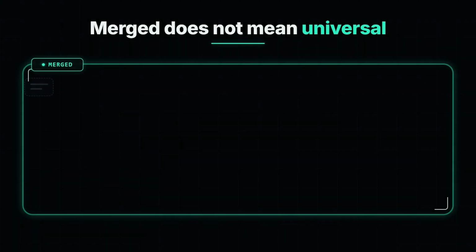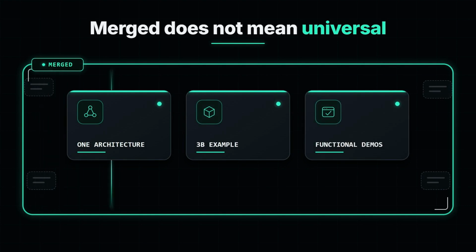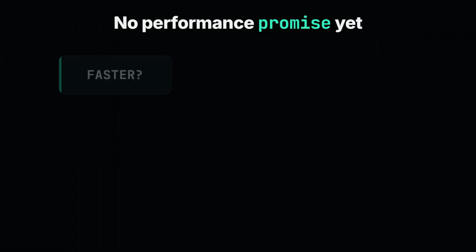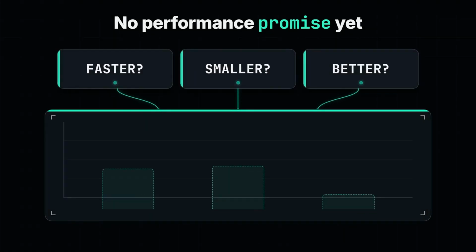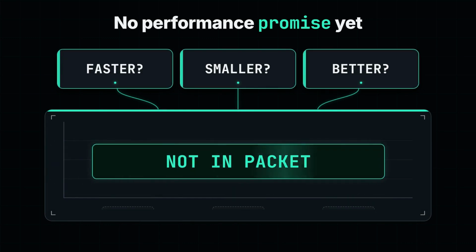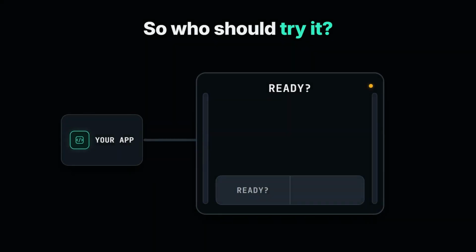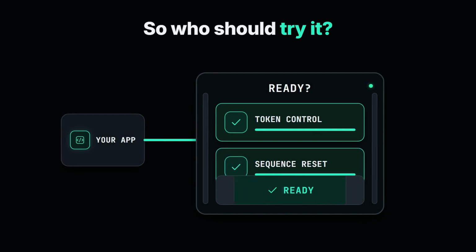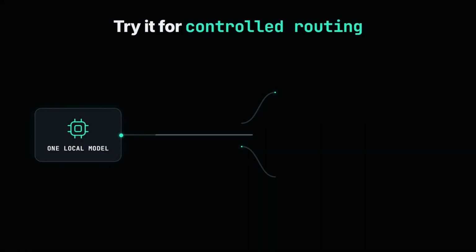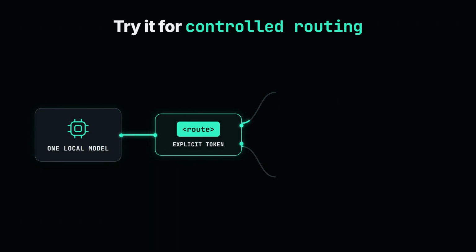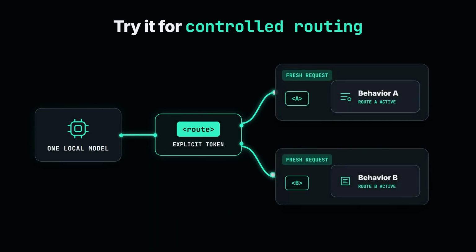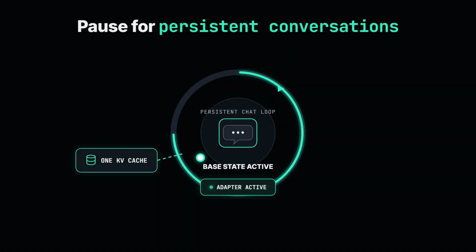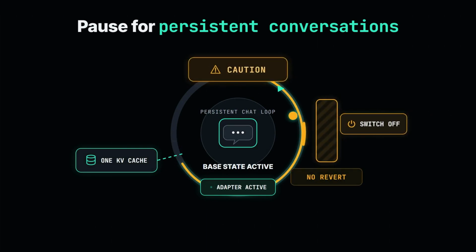The change is real and merged, but the source packet supports one model architecture, one 3 billion conversion example, and functional demos. For local builders, the packet cannot answer whether this is faster, smaller, or better than loading another specialized model. The answer depends less on headline novelty and more on whether your application can honor token control and sequence reset rules. Experiment if you need one local model to expose distinct behaviors, selected by explicit tokens, inside fresh request sequences. Be cautious if your client keeps 1 KV cache across turns or expects adapters to switch off mid-conversation.